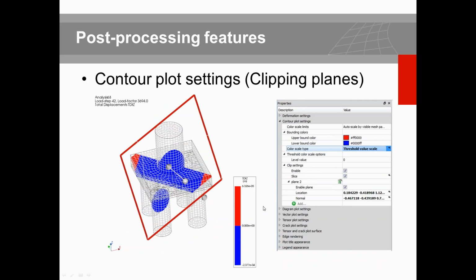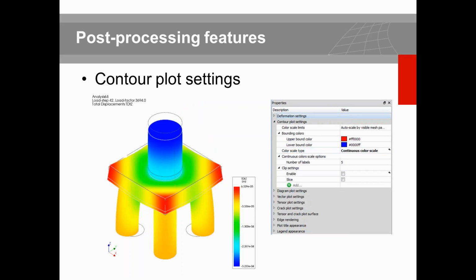We have a threshold value. This is a nice feature, especially if you are dealing with concrete, where you may ask which part is under tension and which part is under compression. The same can go for groundwater flow: which part is wet and which part is dry. You can monitor that easily.